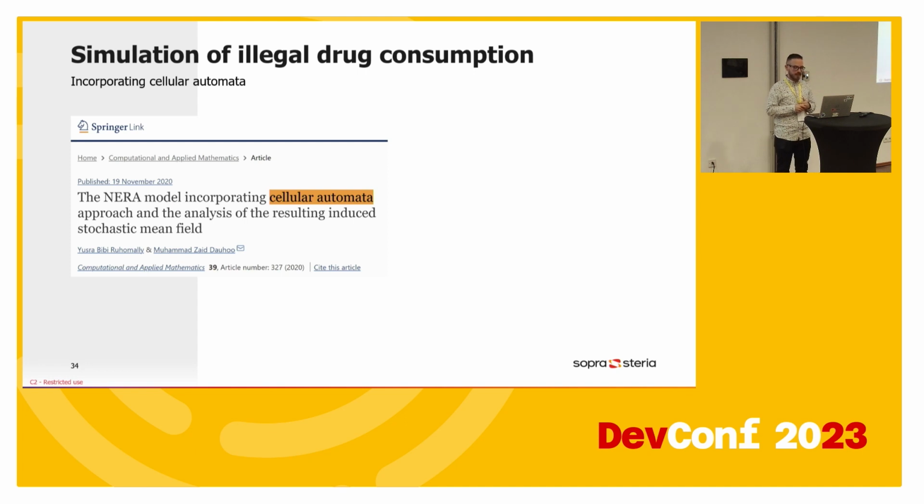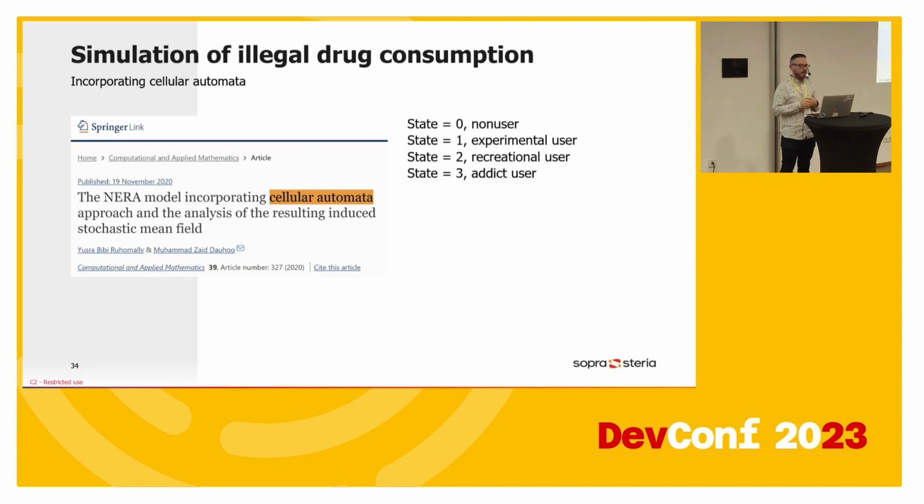Another one, I was very surprised I found it. It's from 2020. I would not expect such spectacular outcomes from this research paper. Here you can see that researchers incorporated cellular automata into another model, called the NERA model. I have no idea how it works. However, they combined those two models to run analysis. It was published in Computational and Applied Mathematics. It was not software focused, but more focused on simulations. And they were simulating illegal drug consumption.